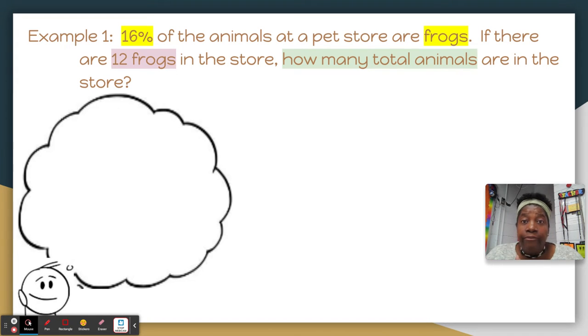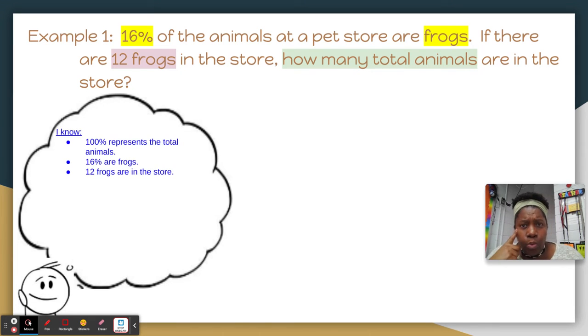So here's where, before you begin your problem, you really need to think. What do I know? I know that 100% represents the total animals. I know that 16% are frogs, and I know that there are actually 12 frogs hopping around in the store. Now, what can I easily figure out? I can figure out if I take the original 100%, which is the total, subtract out the 16% that are frogs, that must mean that 84% are not frogs.